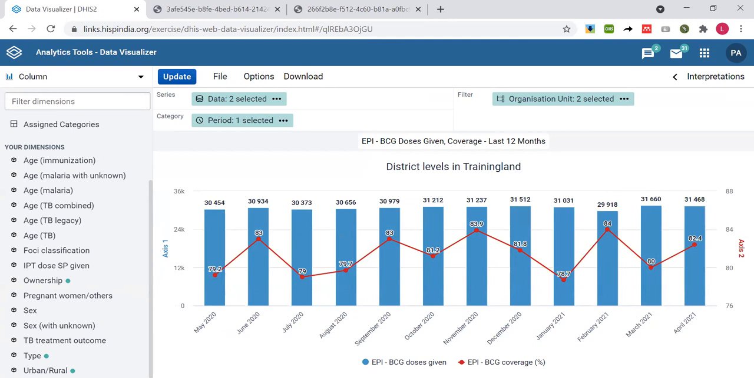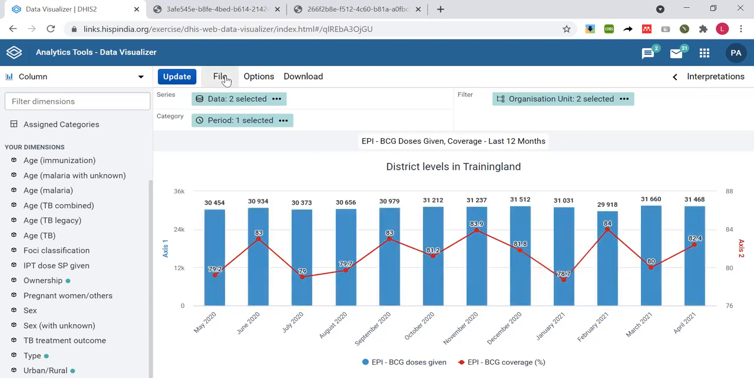So this type of visualization, we refer to them as combination charts. Okay, right. So let's try to create this chart from the scratch.